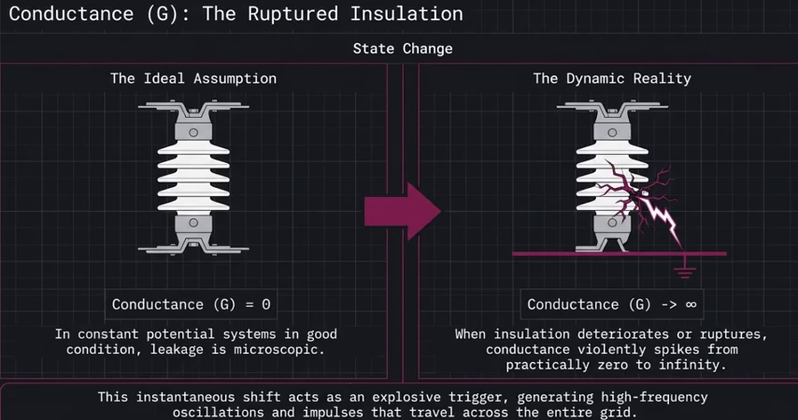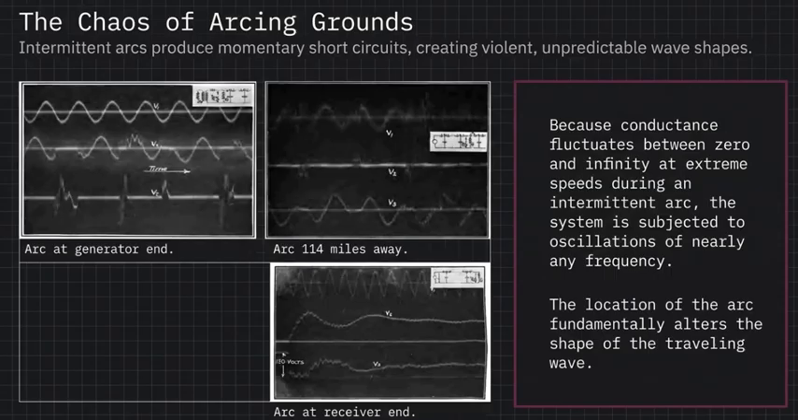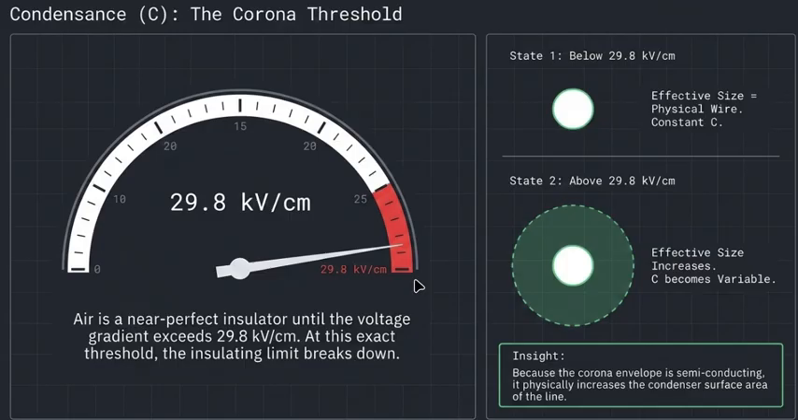Right, and under normal everyday conditions, the air surrounding a high voltage wire is an excellent insulator. But there is a hard mathematical breaking point. When the voltage gradient pushing outward from the wire exceeds 29.8 kilovolts per centimeter. 29.8 kilovolts. Yep. The surrounding air physically breaks down. It reaches its limit, the air molecules ionize, and it produces a visual corona. Like, the air around the wire actually glows with a faint violet light, right?